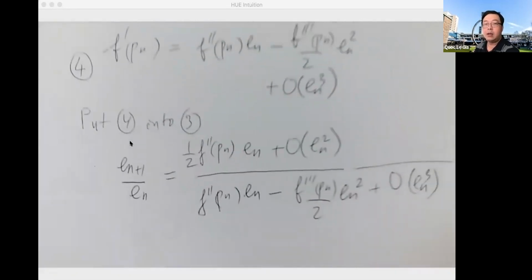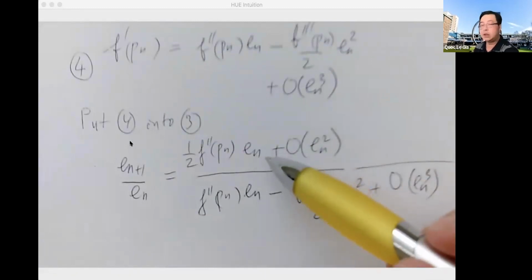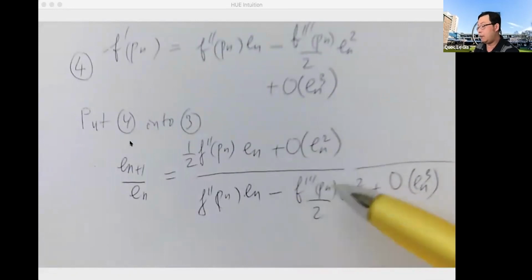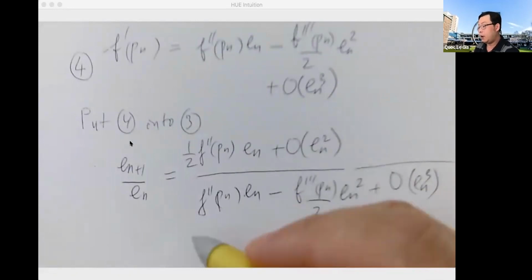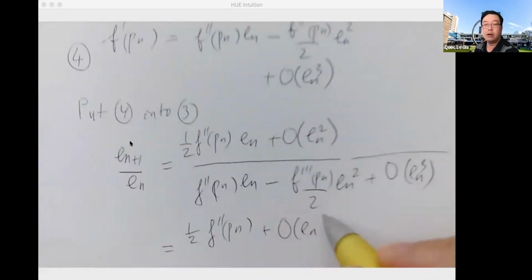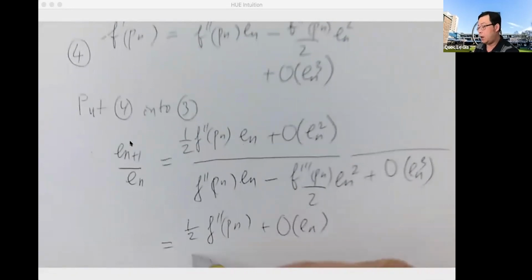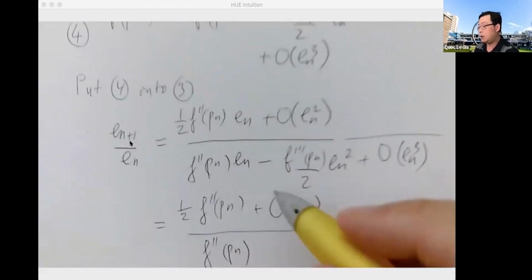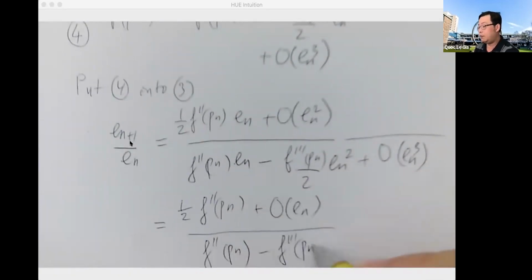And you see we can cancel En, at least on the top and the bottom. So you got 1/2 f double prime Pn plus O(En), divided by f double prime Pn. So En got cancelled on the top and the bottom, minus f triple prime Pn over 2 times En, plus O(En squared).